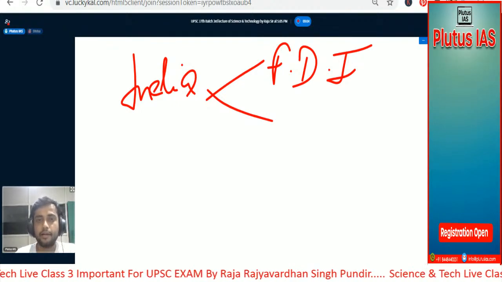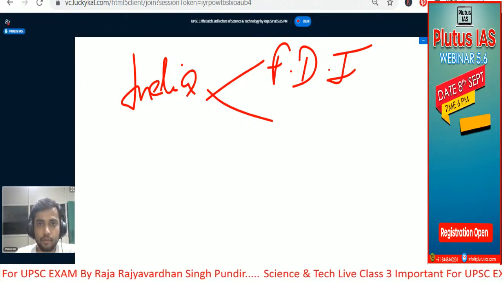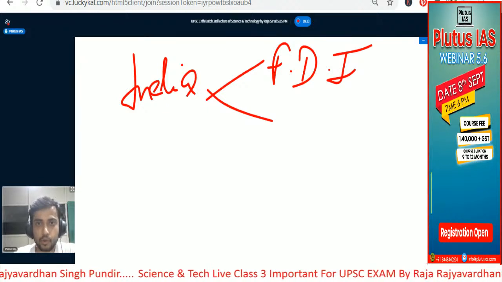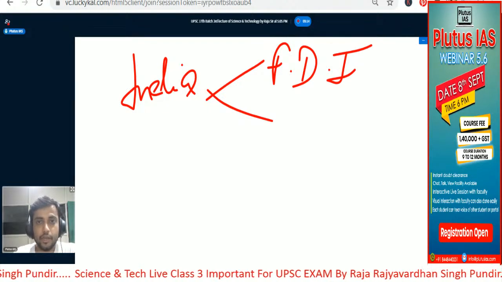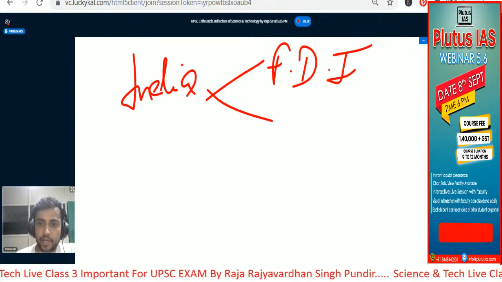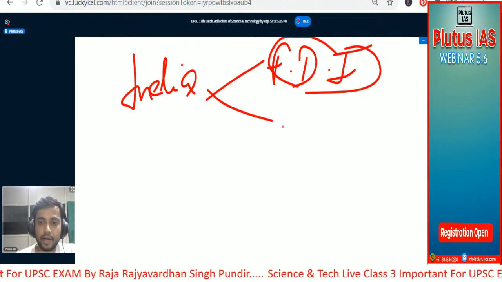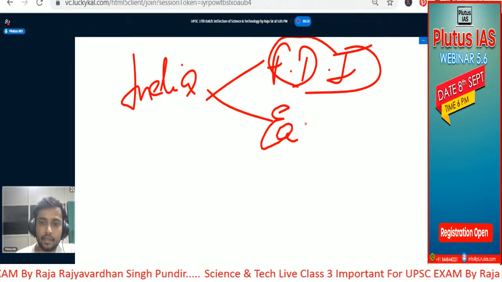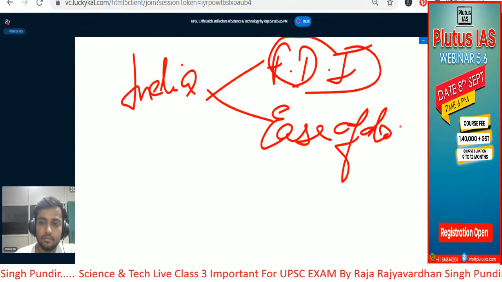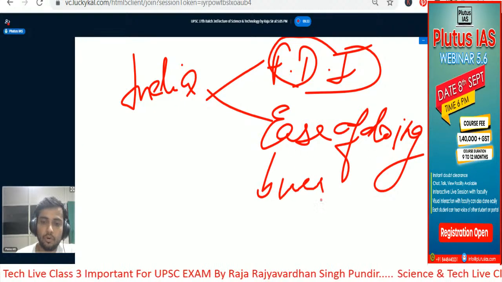Yes, foreign direct investment. Basically, foreign companies will bring their technology to India. Once a company comes to India, it brings its innovation along with it. So India wanted to attract FDI, and for the same reason, India wanted its ease of doing business rank to improve.